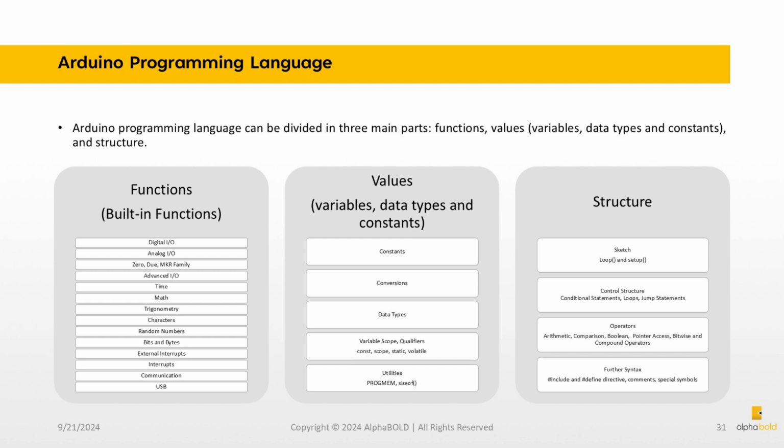Arduino programming is structured around three core elements: functions, pre-built actions; values, data like numbers and text; and program structure, how code is organized. Functions handle input, output, math, and communication, while values include variables, constants, and data types. The structure defines the program's flow using setup and loop functions, control statements, and operators.